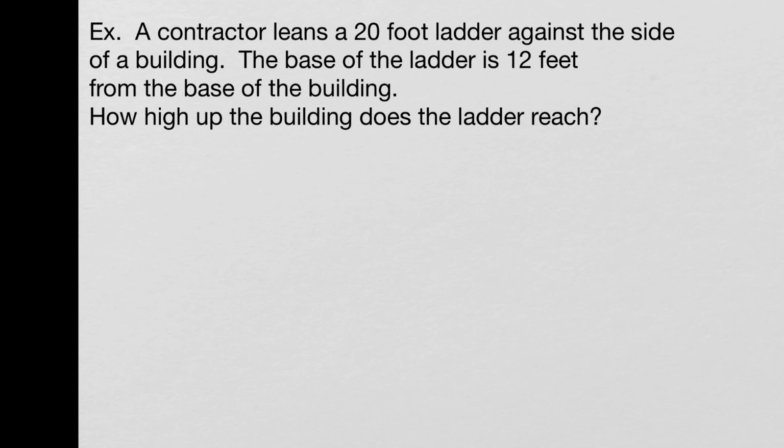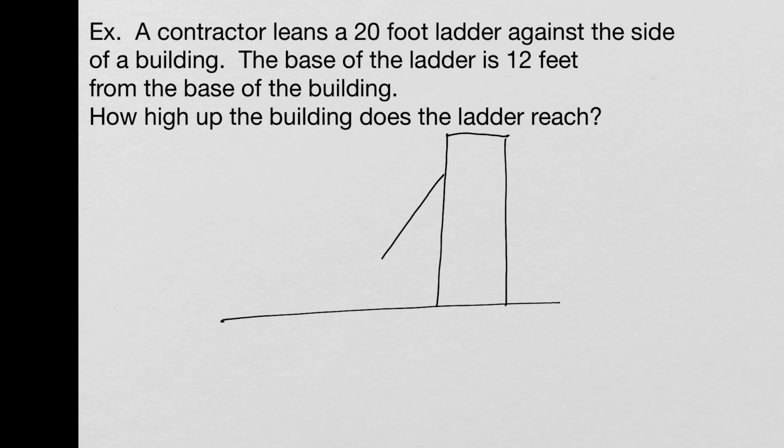Let's say this is the ground, right? Here's the building. Here's the ladder. And we're told that the base of the ladder is 12 feet from the base of the building, so 12 feet. It's a 20-foot ladder, so this length is 20 feet. And we want to figure out how high up the building it goes. So I'll just call this h. The unknown is h.